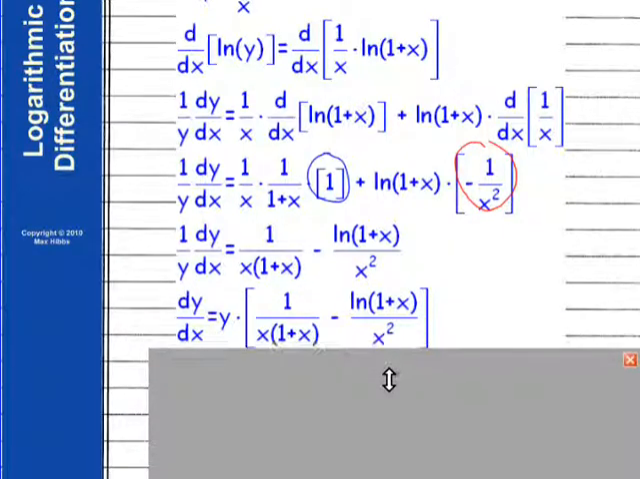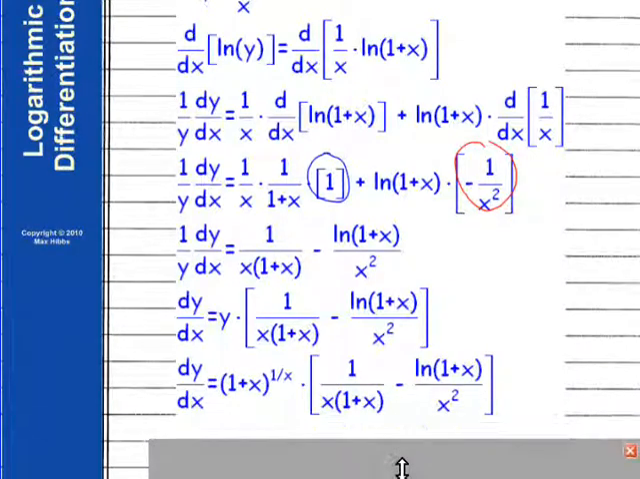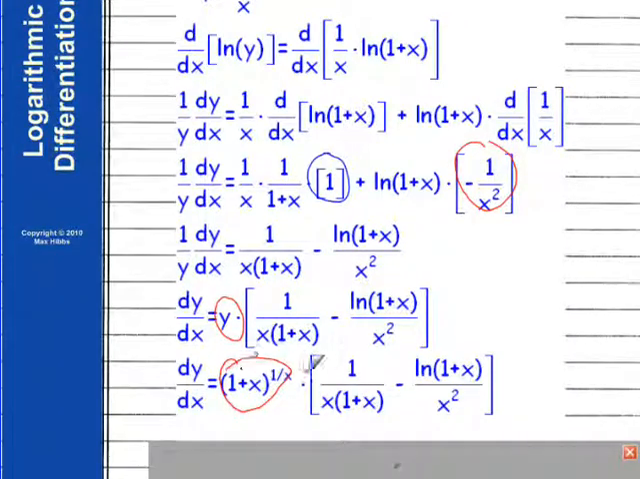Okay, so we multiply both sides by y, leaving dy dx on the left, which is what we're looking for, and we have y times the original right side. And then remember, lastly, well, maybe not lastly, but in this case it is lastly. Lastly, we replace y with its value. And remember, the original function was f of x is equal to 1 plus x to the power 1 over x. So this becomes our y, and then times that right side.